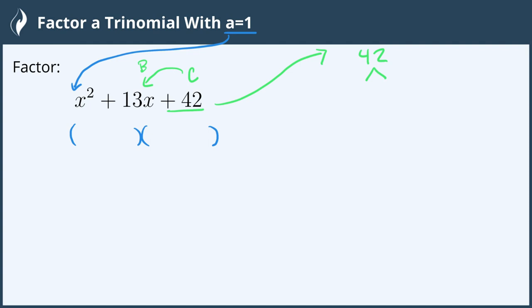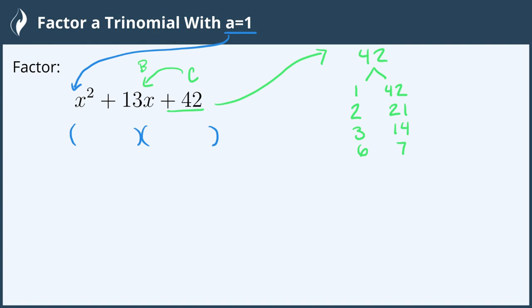42, and I always start with 1. 1 times 42 is 42. 2 also goes into it, 21 times. 3 goes into 42, 14 times. And 6 goes into 42, 7 times. I know I can stop now looking for factors because the next factor is 7. 7 times 6 is 42, so I would start going backwards down my list that I already started.